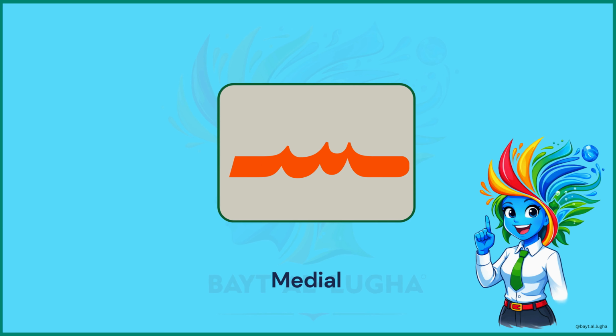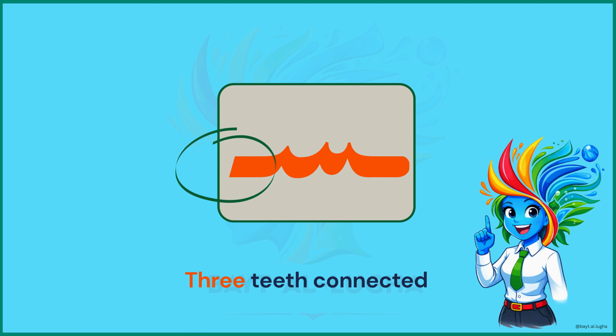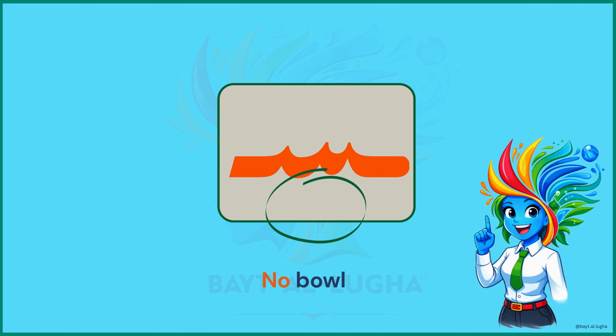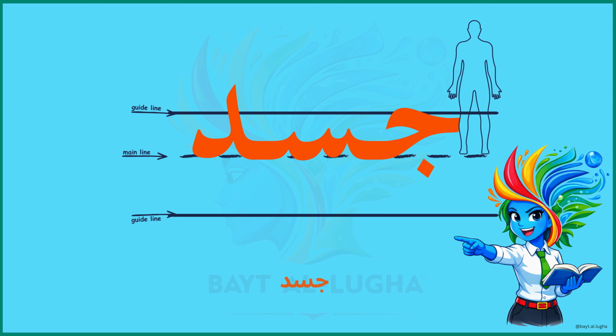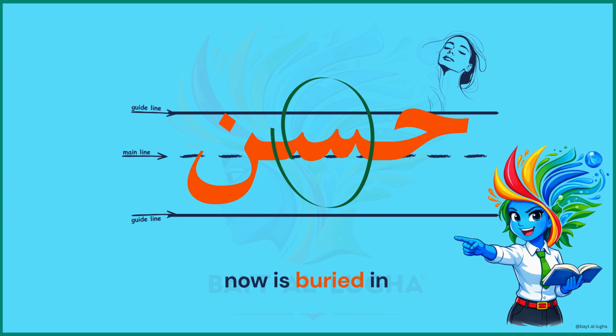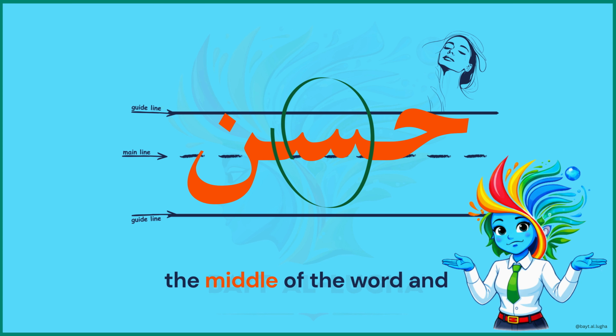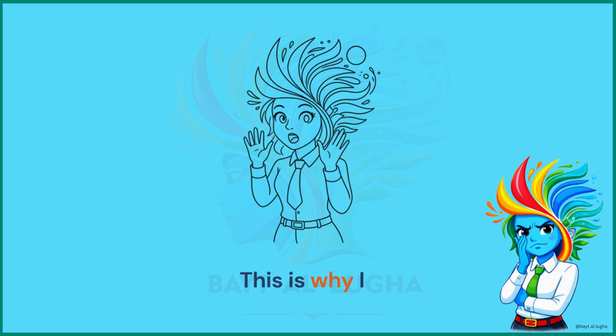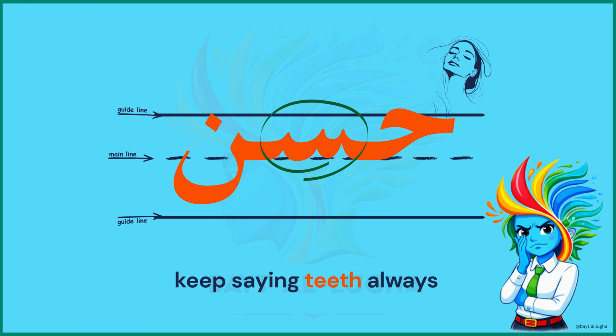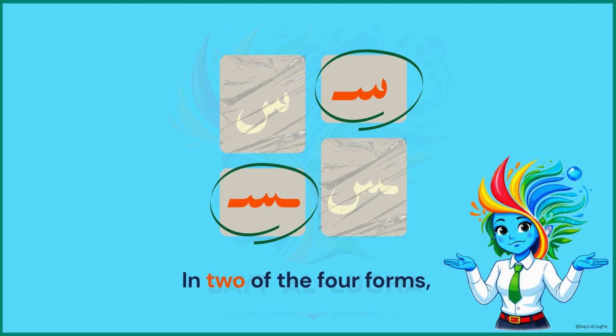Medial. Connected in from the right, 3 teeth connected out to the left, no ball. See the word Hassan, Jasad. The scene now is buried in the middle of the word and it is still 3 teeth. This is why I keep saying teeth always. In 2 of the 4 forms, the ball is not even in the picture.